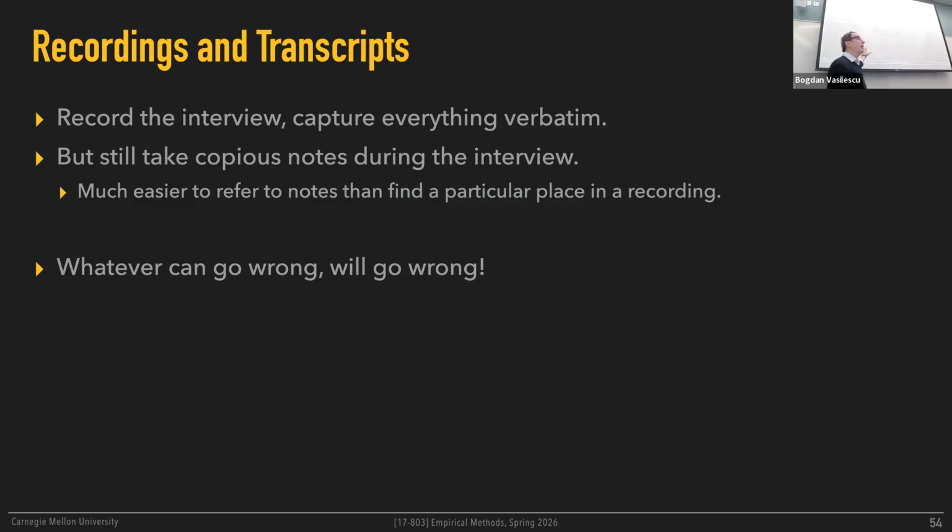This applies to everything you do, not just interviews. Go in with the mindset that whatever can go wrong will go wrong, and plan accordingly for backups and whatever else. Same for everything else, quantitative or otherwise.